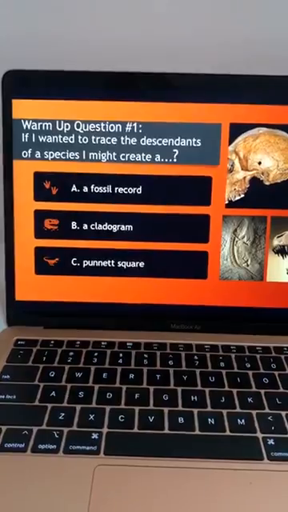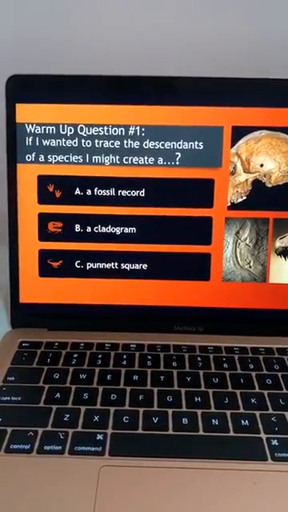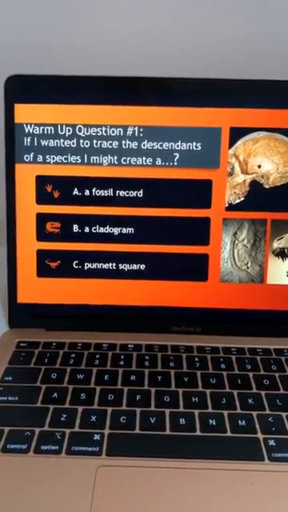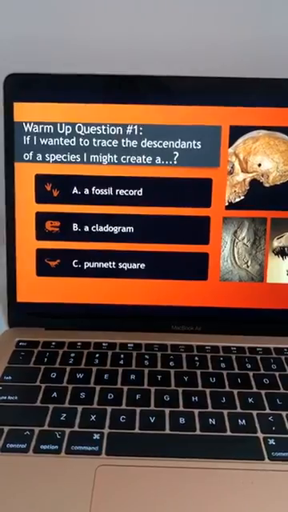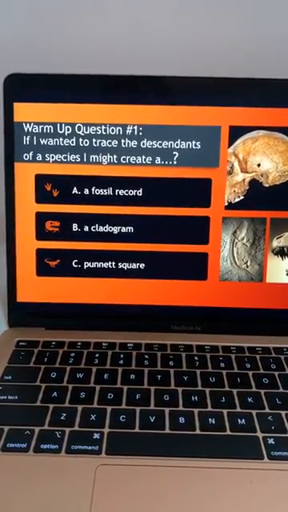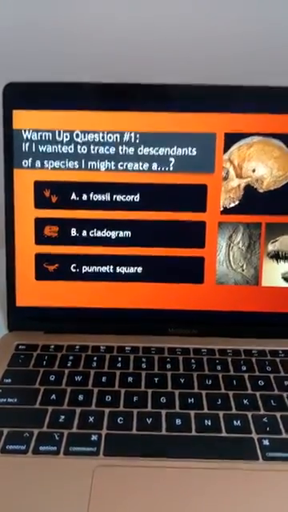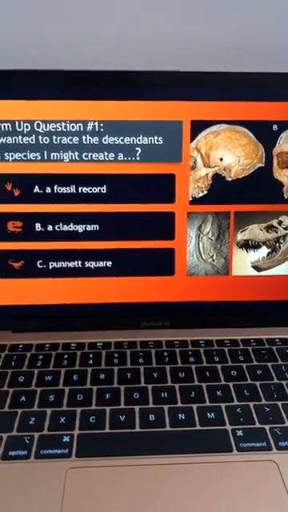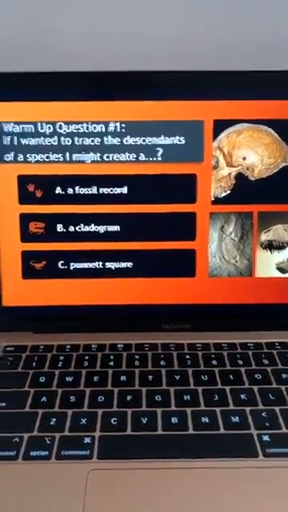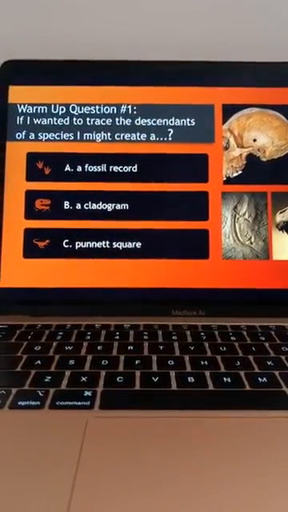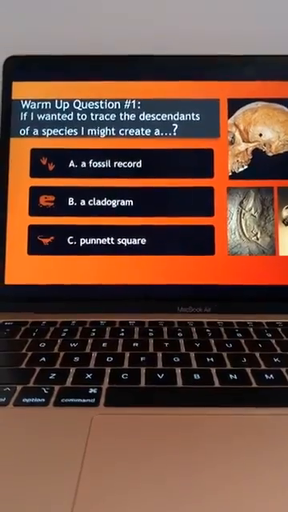So I have 2 answers so far. If I wanted to trace the descendants of a species, I might create A, a fossil record, B, a cladogram, or C, a Punnett square. I have 4 A's so far. Thank you for those of you who are getting right to work.